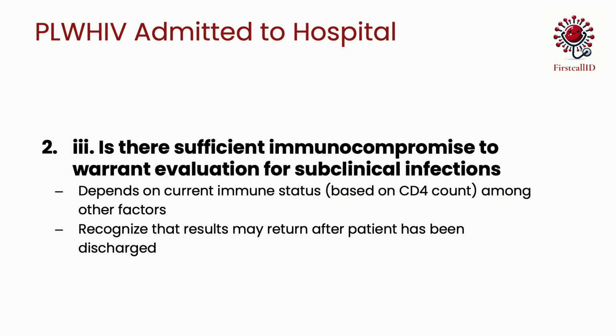Maybe if there's a recent CD4 count before their hospitalization, that might be a more accurate measure of where their immune system is at. And other things to consider: if a person is recently starting on antiretroviral therapy, you're expecting their immune system to have some degree of rebound. And so you might not need to cast as wide of a net for subclinical infections.